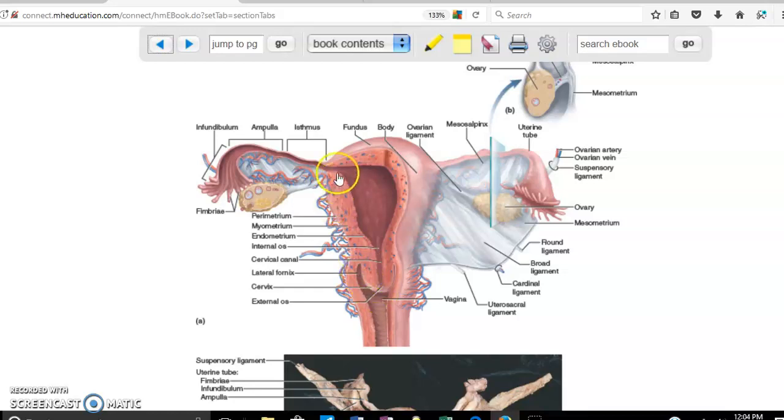Right here we have the uterus. The uterus has the bottom, which is going to be the cervix. The top is the fundus, and the middle is going to be the body. The body has 3 layers. The outside is the perimetrium, the middle is the myometrium, the inside is the endometrium.